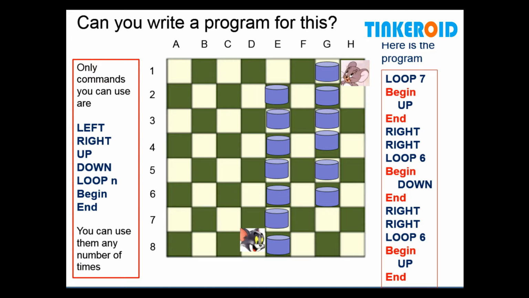Now you see this. Begin, end. Just repeat what is there in between these words. Up. Repeat 7 times. After that you will use normal right command. Then again you have to come down 6 times. Now I'll say loop 6. Begin, down, end. Means 6 times you do down. After that when it reaches down, again, right, right. Now you have to again go up, again loop 6. So, when you do this, you have written the program.